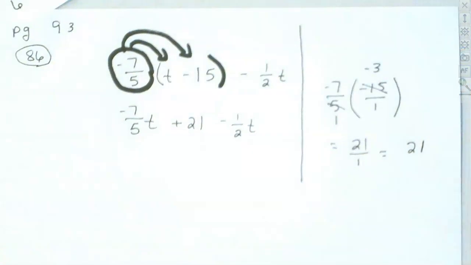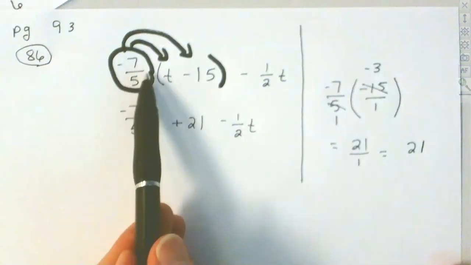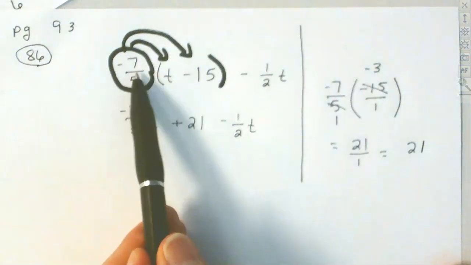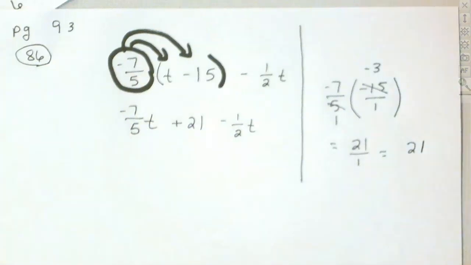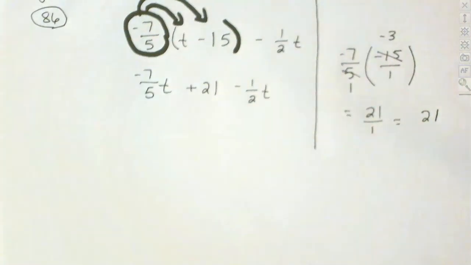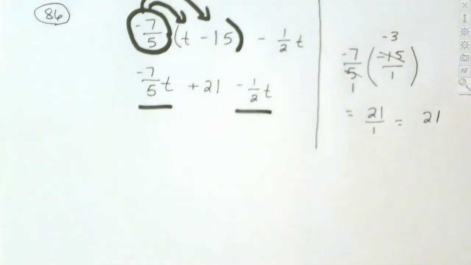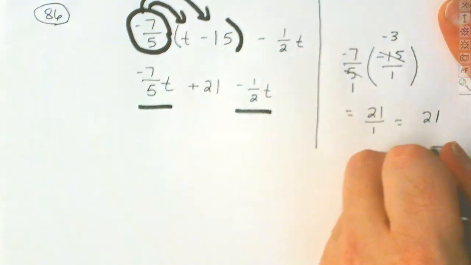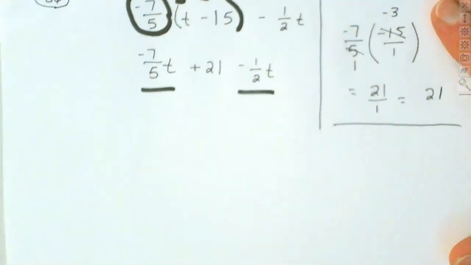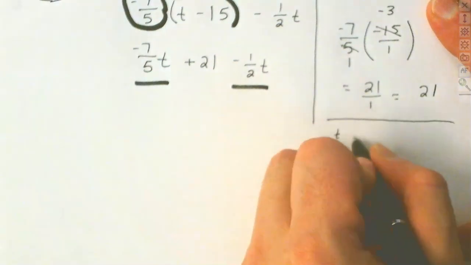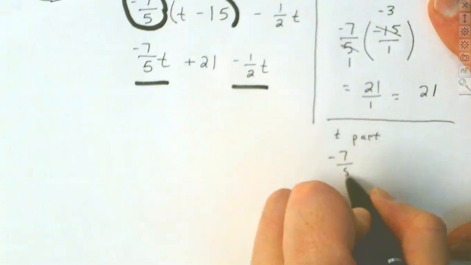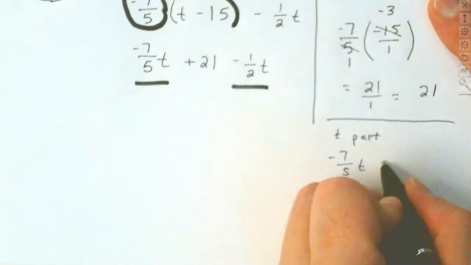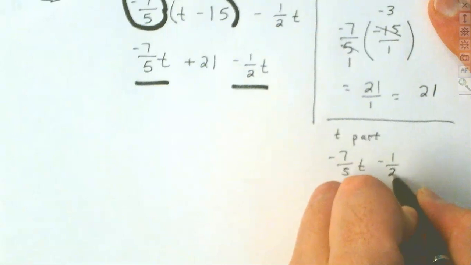So is everyone okay with how I did this distribution there? The fractions are going to be very simple to work with. There is nothing here, right, on that first one because that fraction just went with the t. Now let's work with our variables because these are like terms and they can go together. So let's see what we've got here. What do we have over here for the t part? For the t part, we have a minus 7 fifths t and a minus 1/2 t.